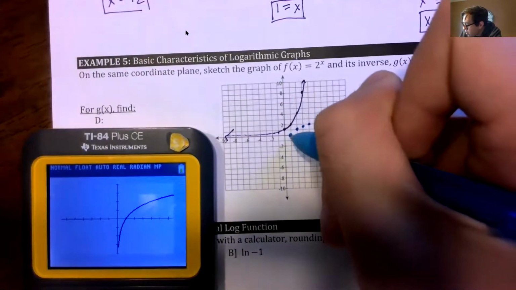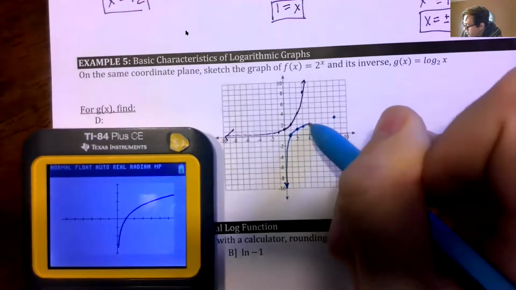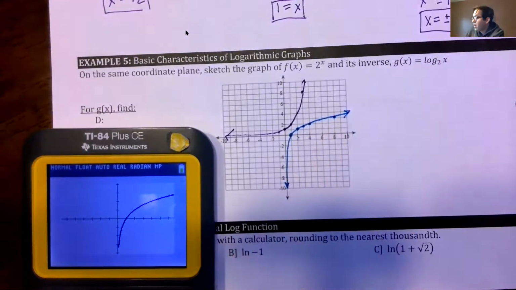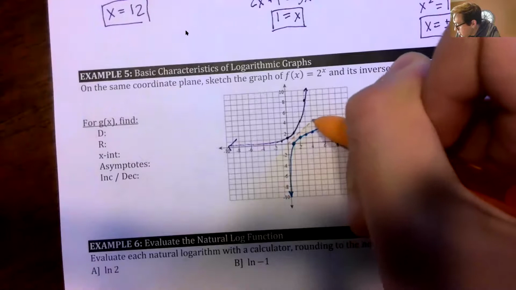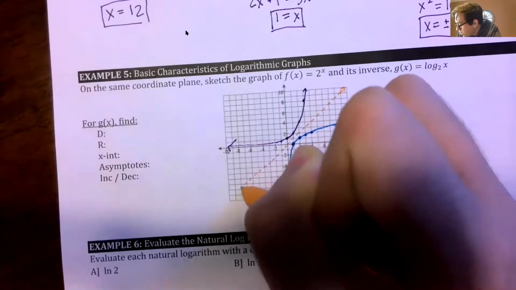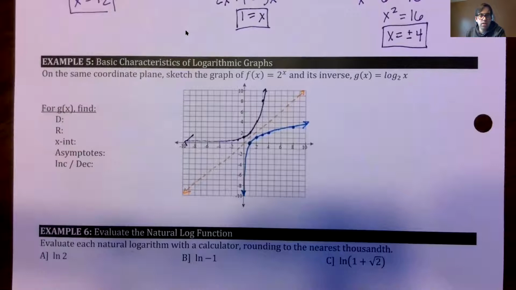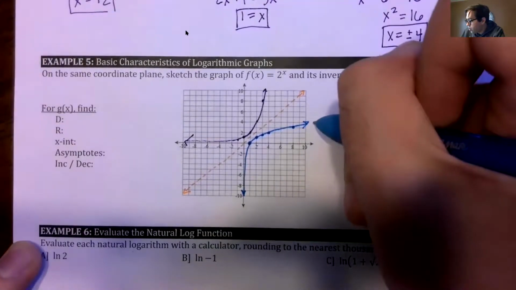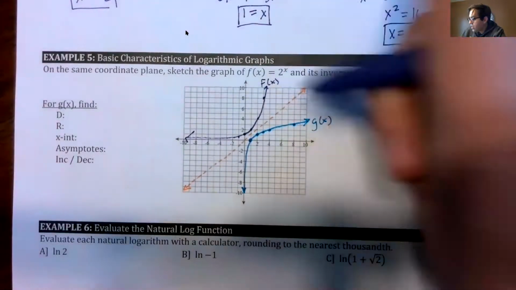So this is going to be approaching a vertical asymptote here, and then it's going to go this way. And you can see that if I also plot y equals x, these are reflections over this line, which is part of the definition of an inverse, right? So those are clearly inverse functions. And now for g of x, which I did in blue, let's find some of these properties.